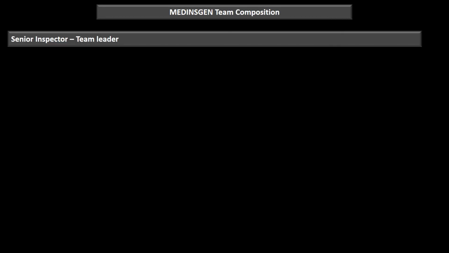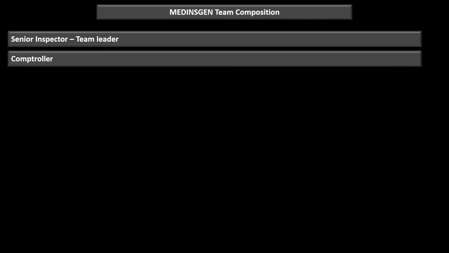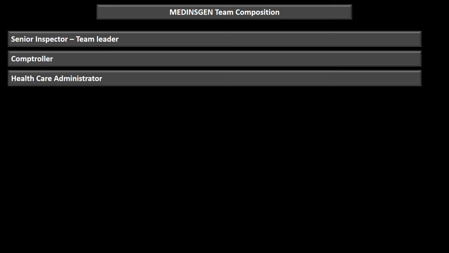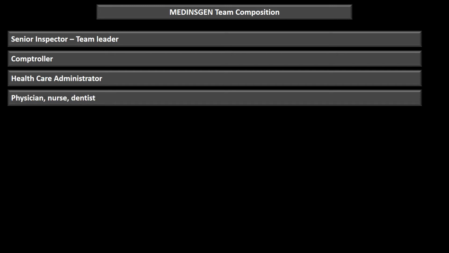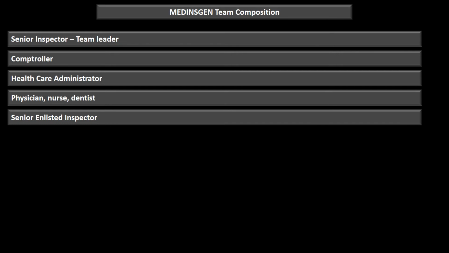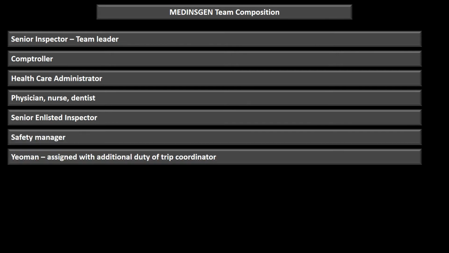So the Med Inspector General team, you're going to have the senior inspector or the team leader. You're going to have a comptroller dealing with the money and the financial issues. You got to have a healthcare administrator. You're going to have a physician, nurse, and dentist as needed. A senior enlisted inspector, a safety manager, and you're also going to have a yeoman. Your yeoman's going to be your trip coordinator as well. They're going to deal with all the administrative stuff, but they're also going to deal with coordinating the trip.